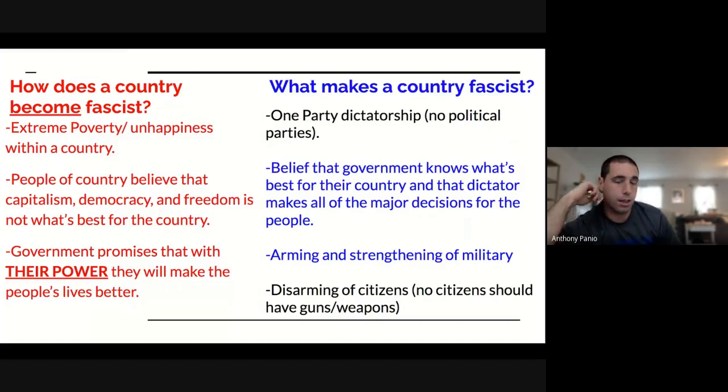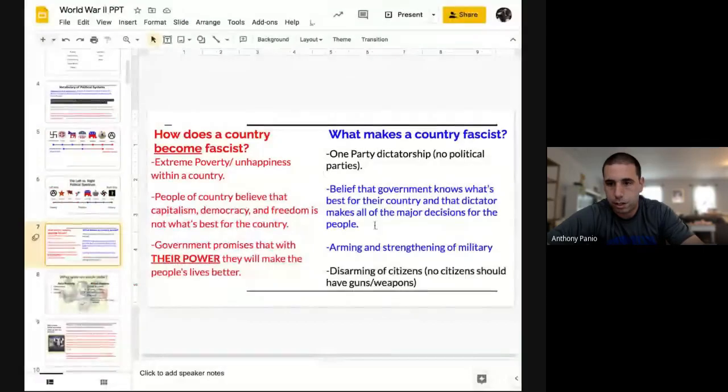All right. In this fascist country, it's the belief that government knows what's best for their country, and that dictator makes all the major decisions for the people. Okay. I want to add something here, if that's okay, guys. I think it's important. So add this to the notes here.